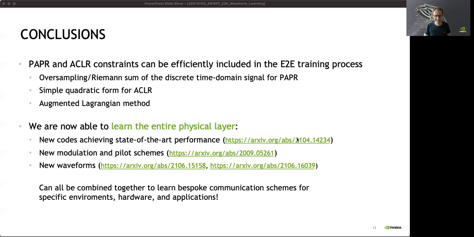And the cool thing is that these techniques can now all be combined together to learn bespoke communication schemes for specific environments, hardware applications, maybe even for joint communication and sensing. And yeah, I hope that this might be one of the enabling technologies for 6G, and I look forward to your questions.